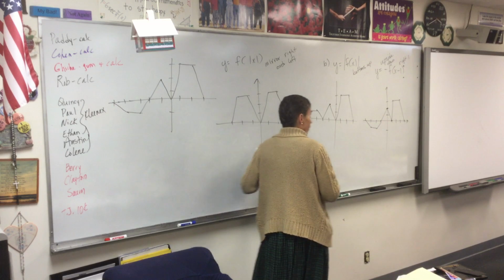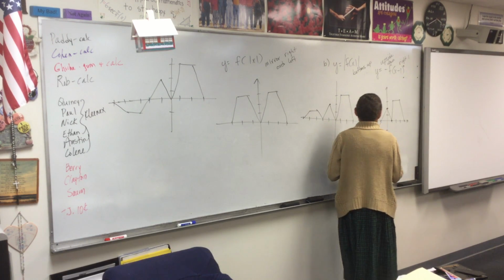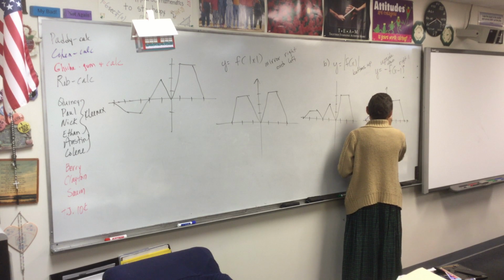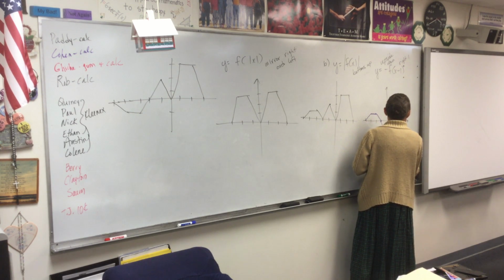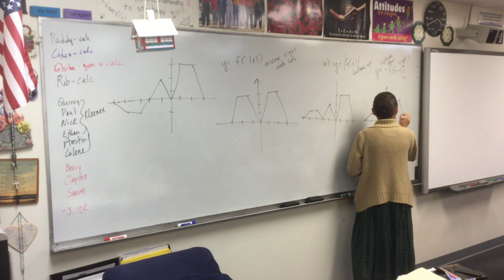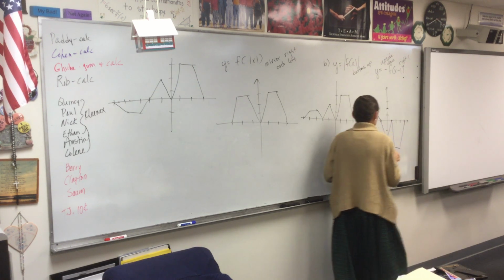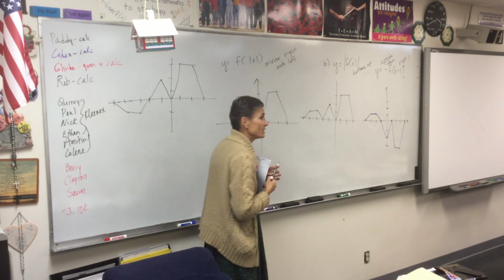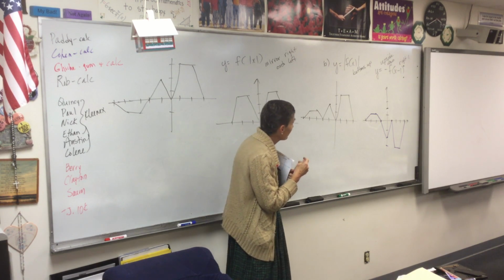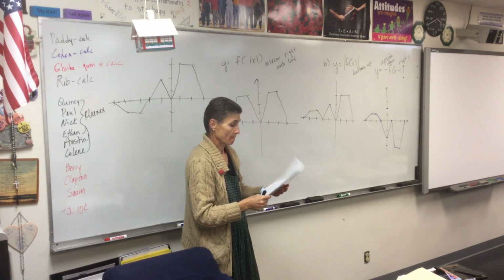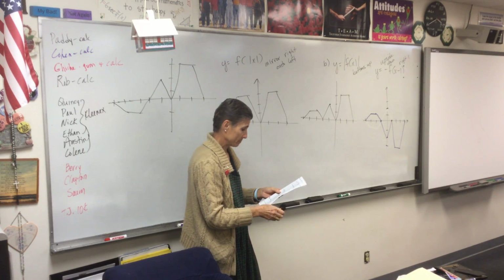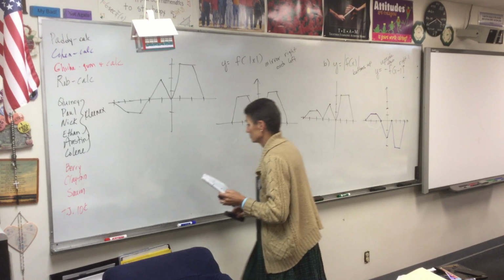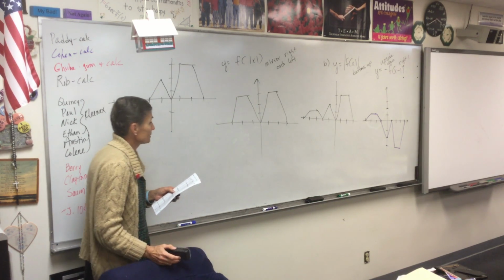Now I'm going to turn it all upside down. So there's my trapezoid. Here's my triangle. And here's my big trapezoid. One unit to the right and upside down. So far, so good?